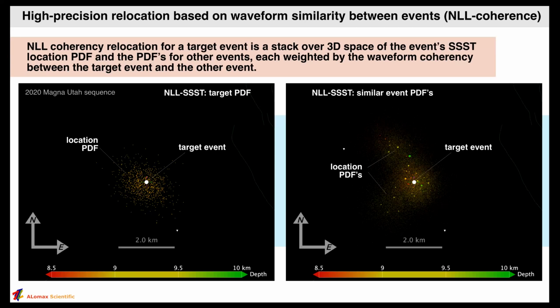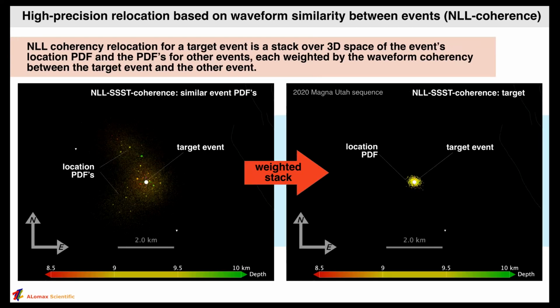On the right, we show the same thing. The target event PDF is buried in there. And then I show all events that have similarity above our cutoff with the target event, showing those events' epicenters and probability density functions. So we'll take these and combine them, all of them, to improve the probability density function and therefore the location of the target event.